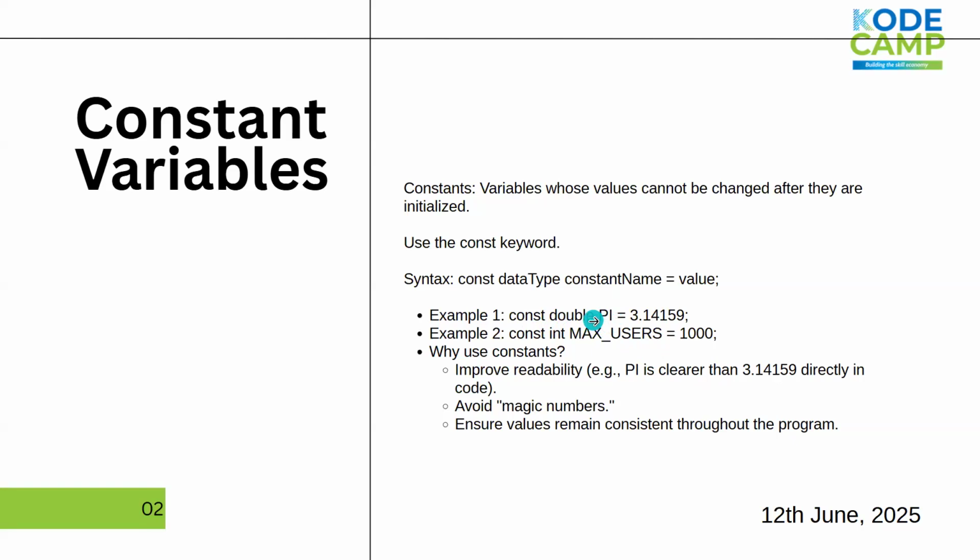Like we see here, PI. So if you see a C sharp program that has all the names capitalized, that will tell you that that is actually a constant variable. Same with the example two, MAX_USERS. So when you see something like this and you see const, that should tell you that that is a constant variable. Okay.